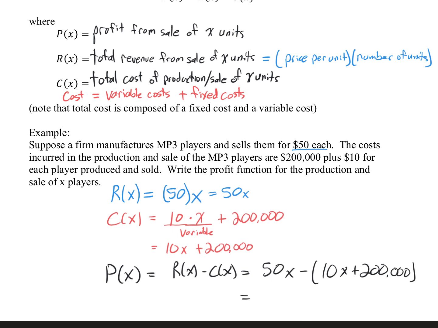A little bit of algebra here at the end. You'll notice that 50x and 10x are like terms, so we can do 50x minus 10x. That's going to give us 40x. And then when you subtract 200,000, you should end up with negative 200,000. So p of x is equal to this function right here.